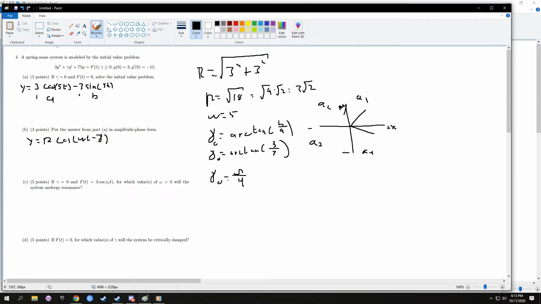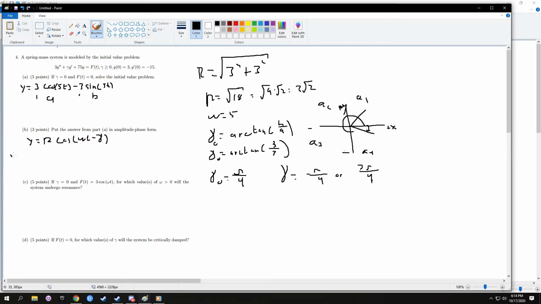That means I have an angle going like this, or I can have a negative angle going like this. So my actual delta does not equal pi over 4. That's my reference angle, just my base angle in the first quadrant. My actual delta would be negative pi over 4, or it can be written as 7 pi over 4. They're both equivalent, one goes this way, one goes that way. It does not matter. So now I'm done.